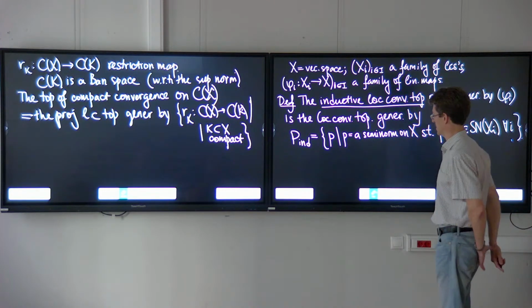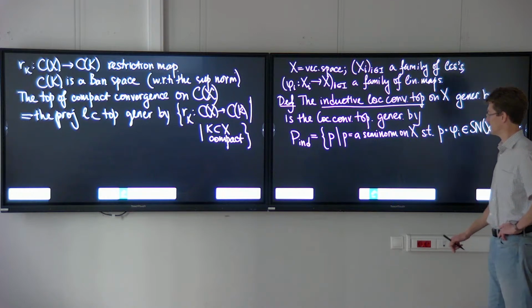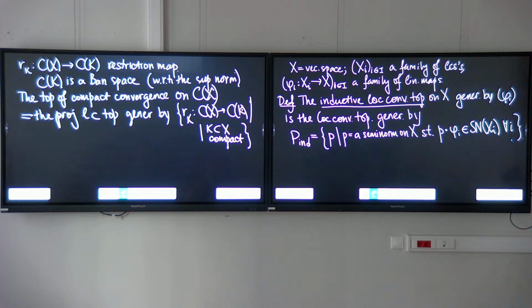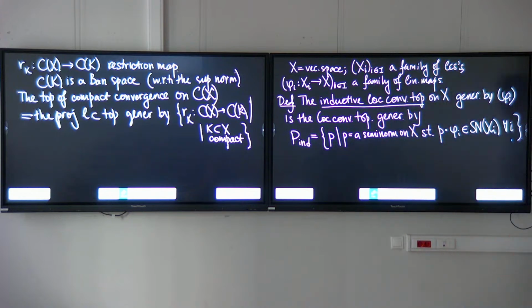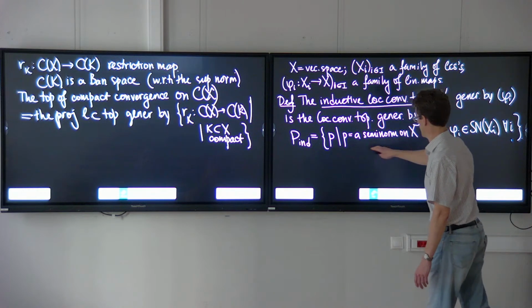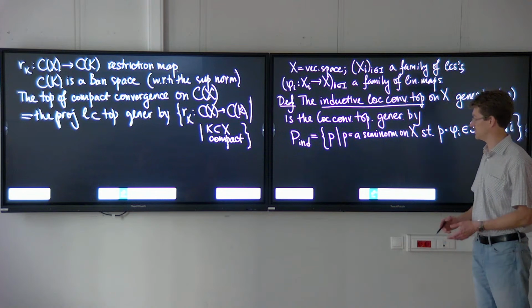This phenomenon is a source of many problems in the theory of inductive locally convex topologies. Sometimes we may replace this family of seminorms by a more explicit one, and we'll discuss some such examples a bit later. But in the general case, we have only this very abstract definition of the defining family of seminorms.